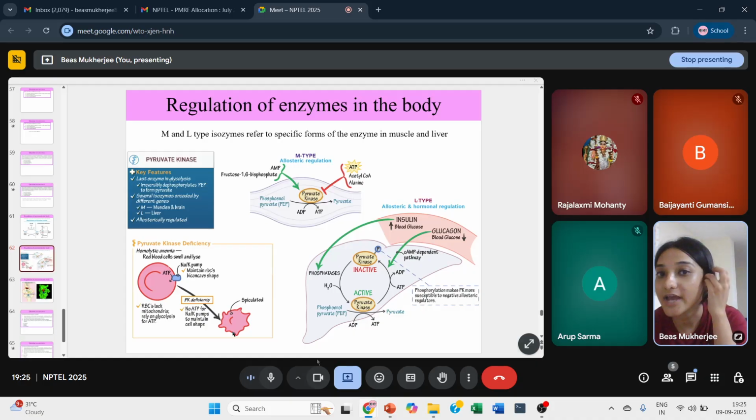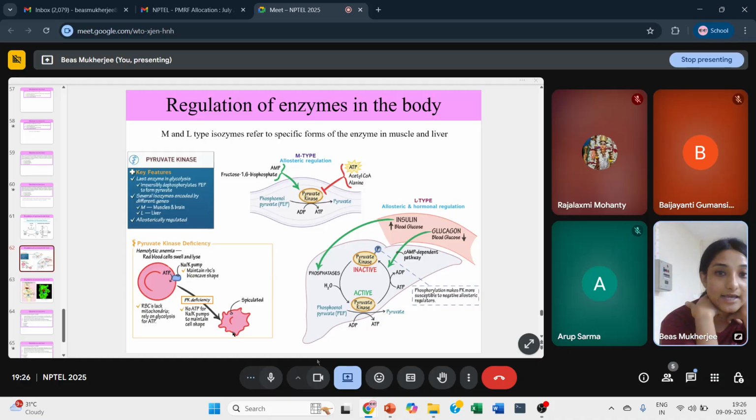This pyruvate kinase M type, what is happening? It is influenced by different kinds of allosteric modulators. So it is activated by AMP, that is adenosine monophosphate, and fructose 1,6 bisphosphate. It is inhibited by the presence of ATP, acetyl CoA, and alanine. Why? Because these are all required for its reaction, right? These are all required as its product.